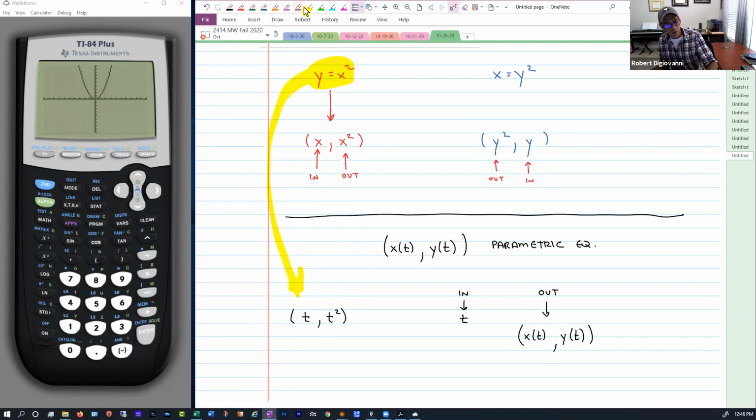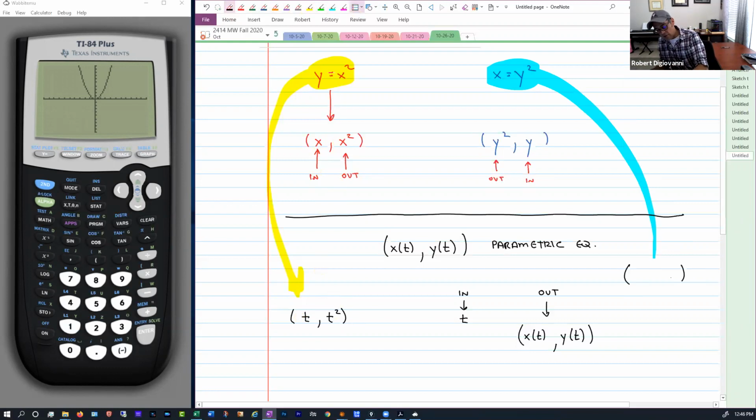So how would we do this one? Maybe you're catching on to this. Maybe you're not. How would I create that using the parametric? T squared and then t. T squared, then t. So now it's going to do the reverse. It's still going to plug in a value of t. This is going to be t, and that's going to be t squared.